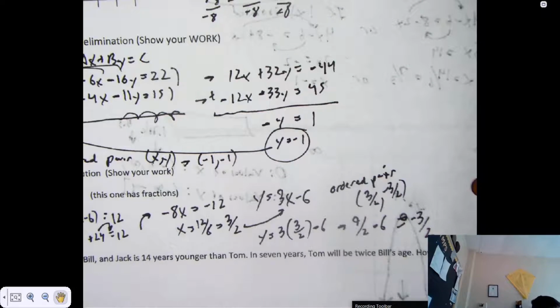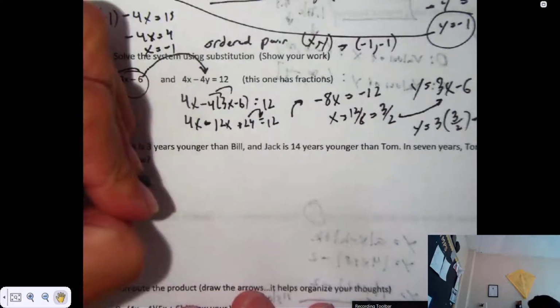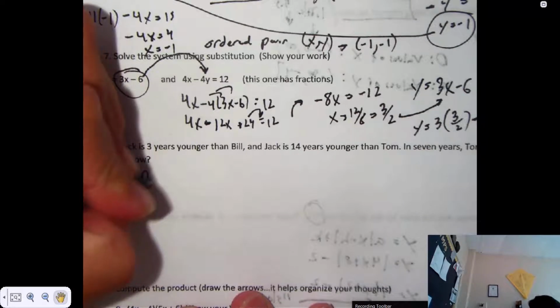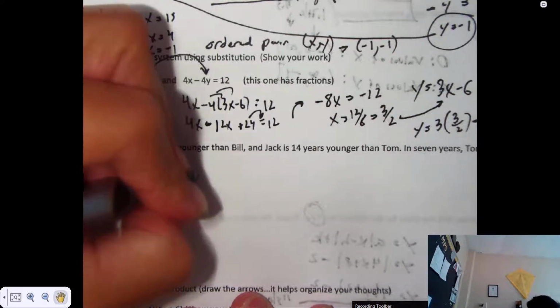All right, number 8, we have a system of equations. It talks about Jack, Bill, and Tom. Now, I'm told that Jack is 3 years younger than Bill. That means that, well, it means that I take away 3 from Bill.